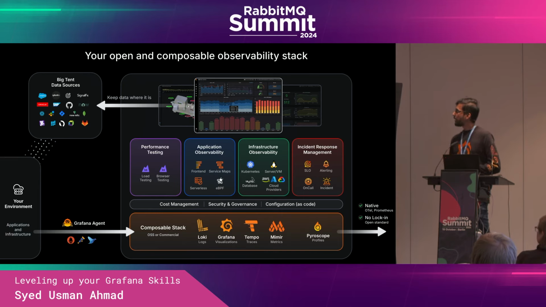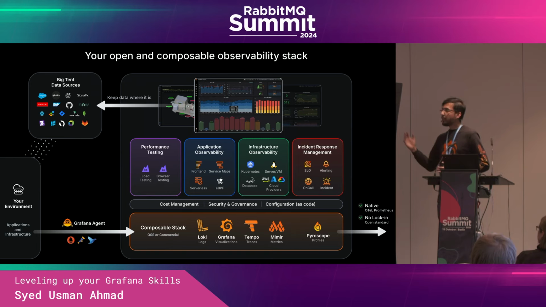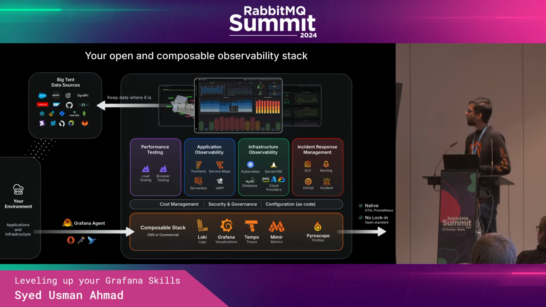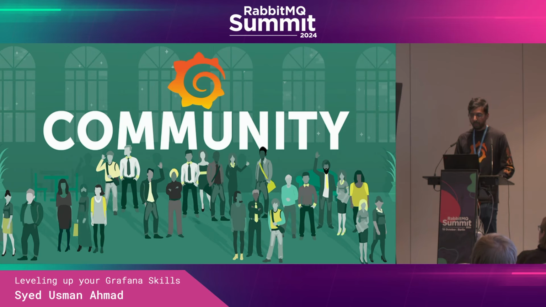You can use load testing or browser testing via K6, and tools like Faro for front-end application testing. Infrastructure observability is obviously available. And then we have a complete IRM solution, which you can use for on-call, incident, and alerting. So yeah, this is what is happening in this Grafana world. Most of these tools existed, but many of these additions came in the last 2.5 years, which is not that long. So yeah.